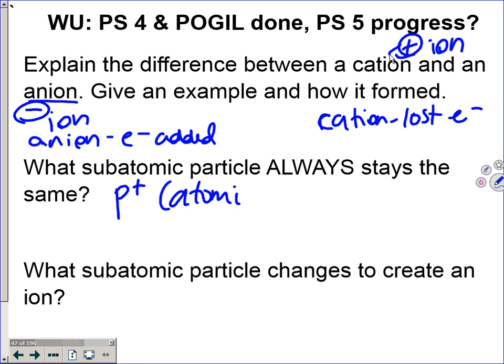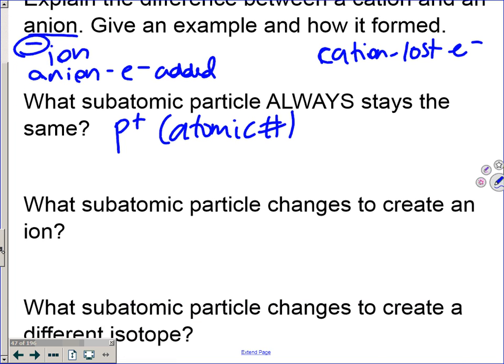All right, so the atomic number is what the periodic table says, and if I say potassium is atomic number 19, and I've changed that, I have totally changed the element's type. So I have to make sure that if I'm talking about one type of element, I keep the number of protons, because it's like its identity. What type of atomic particle, we already answered that one, changes to make an ion? What was that, guys?